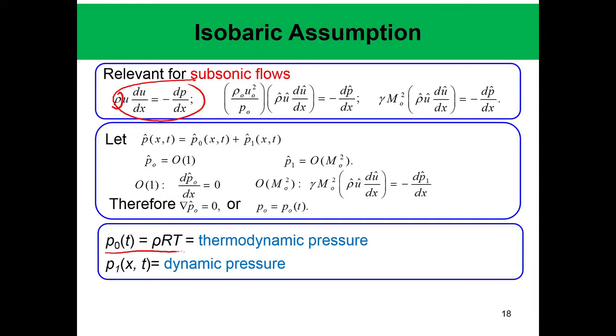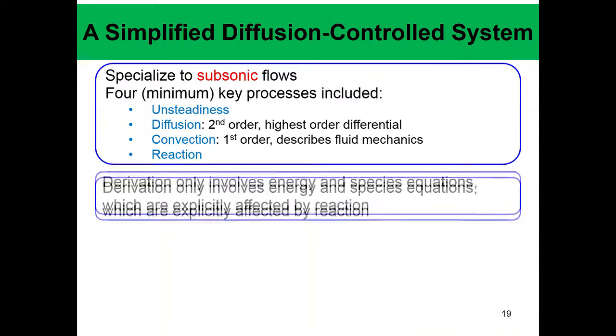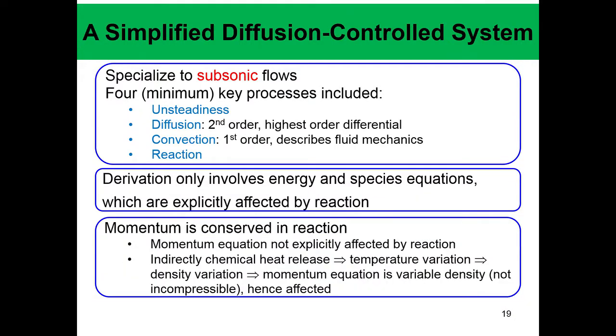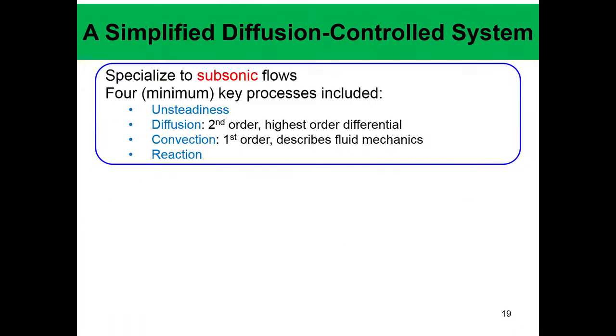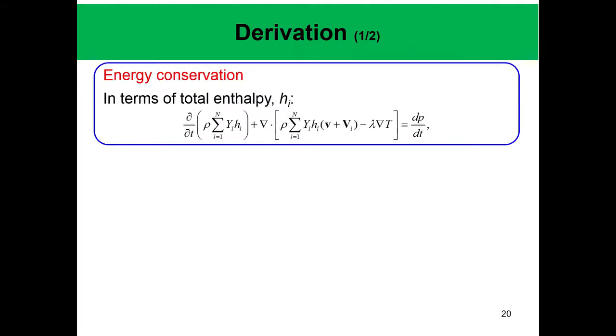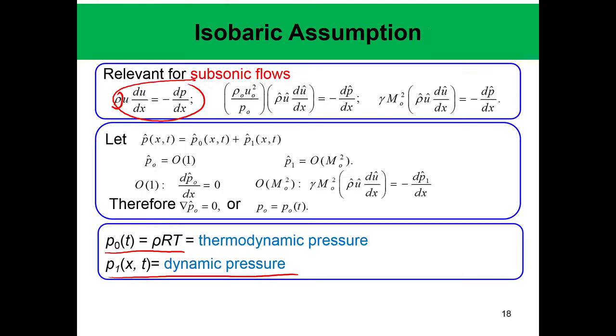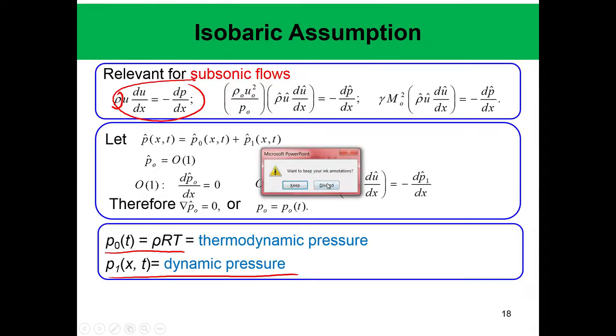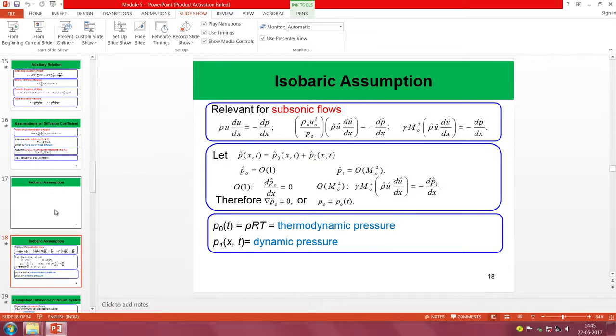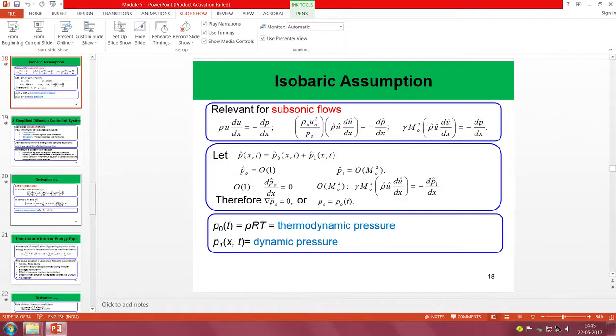So then we have considered that this is the background pressure, P0 is equal to rho RT, and P1 is the dynamic pressure. What we want to do here is derive a simplified set of equations for diffusion controlled systems, and we will do that here. Let me just do the derivations. This is important.